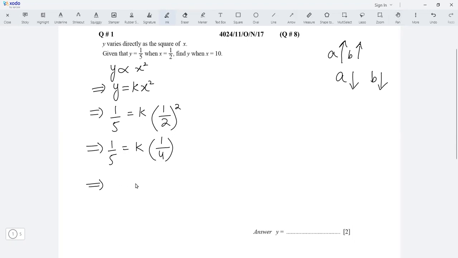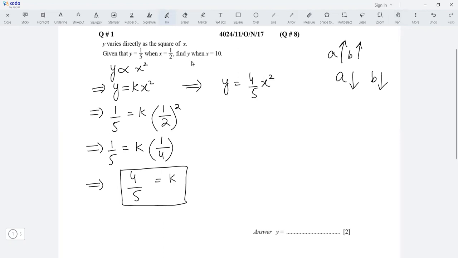So k times 1 is k, and cross multiplying, 4 times 1 is 4, divided by 5. So I'm just putting this as a fraction. No need to convert it into decimals because it's a paper 1 question. So we are moving ahead, replacing this value into the equation connecting x and y, it becomes y equals 4 over 5 x squared.